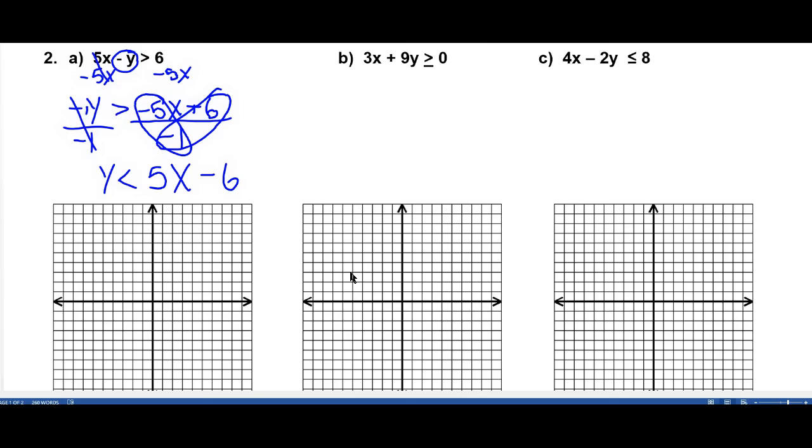So y-intercept is down 6. 1, 2, 3, 4, 5, 6. Slope is 5 over 1. Up 5 over 1. Up 5 over 1. We have greater than here, so that is a dotted line shaded above.